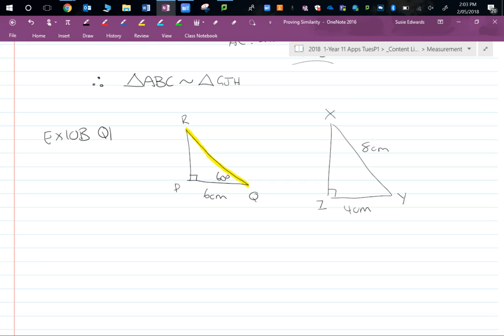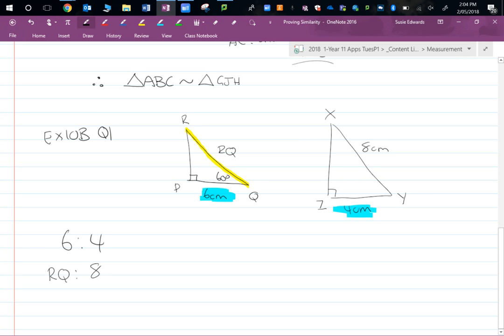Not the angles. Similarity. What do we know about similarity? That they have the same ratio, scale factor, okay? So what that means is, if I know this 6 and I know this 4, the ratio between those two, the 6 and the 4, is going to be the same as the ratio between, let's say RQ because that's what we're looking for, and 8.